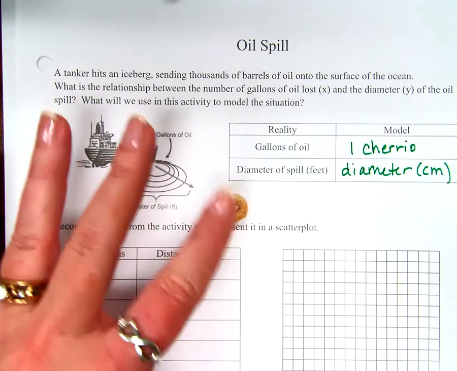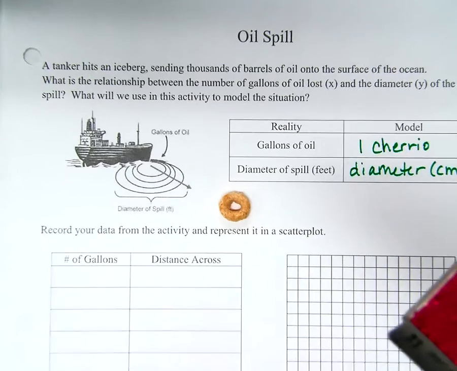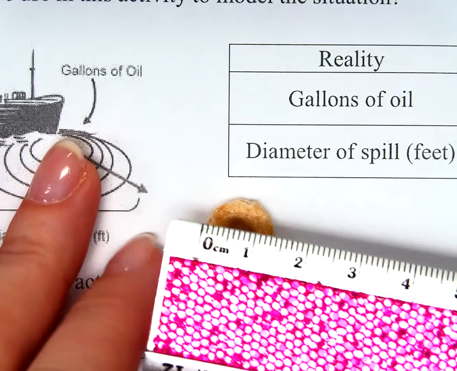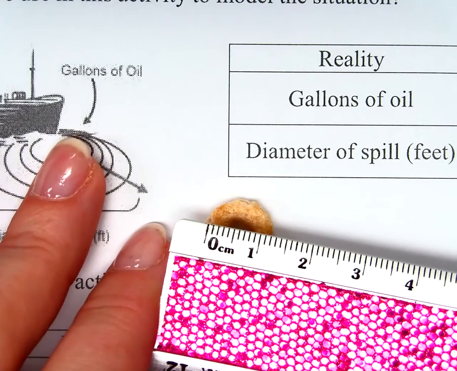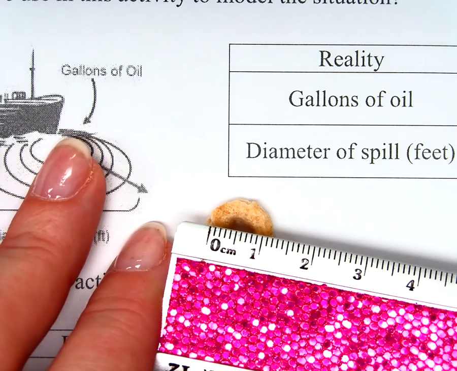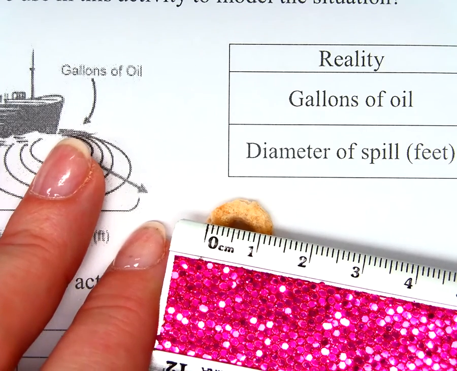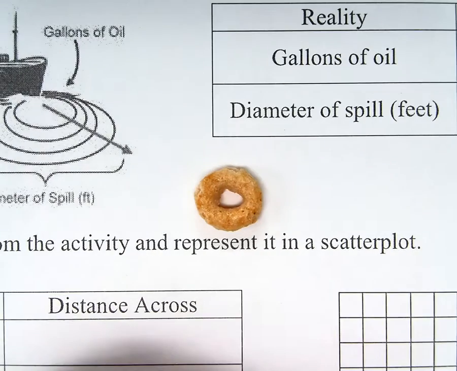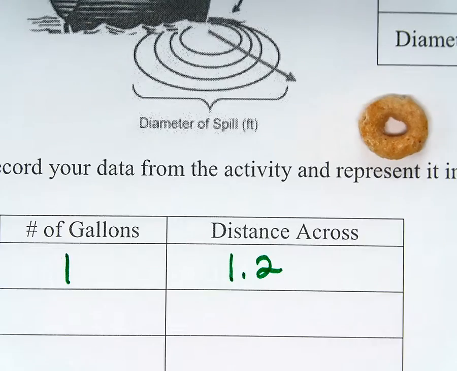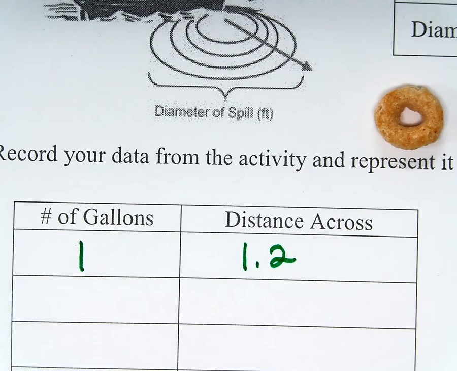Okay? So here's what you're going to do. 1 gallon of oil. I'm going to zoom in so you can see better. Is how far across? What do you think? 1.2? Okay. So 1 gallon is 1.2 centimeters, right? So what happens if I put 2 drops of oil in the water?